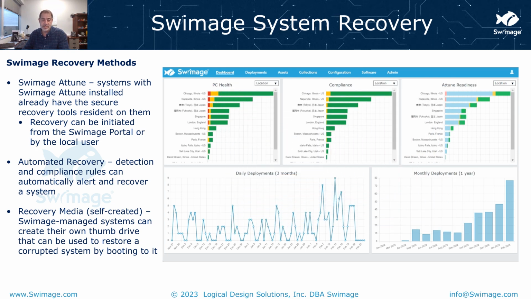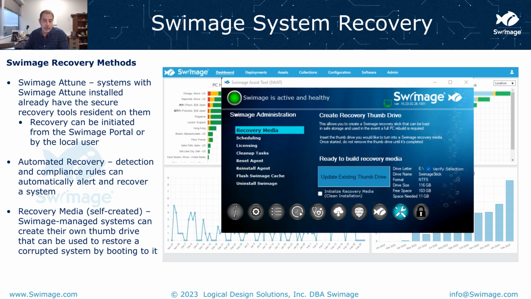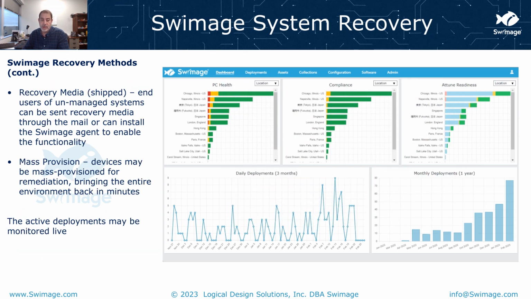Swimage managed systems can create recovery media that can be used to restore a corrupted system by booting to a thumb drive. Users of unmanaged systems can be sent recovery media through the mail or can install the Swimage agent to enable the functionality. You can mass provision your devices for remediation, bringing the entire environment back in minutes, and we can monitor all of those active deployments live.